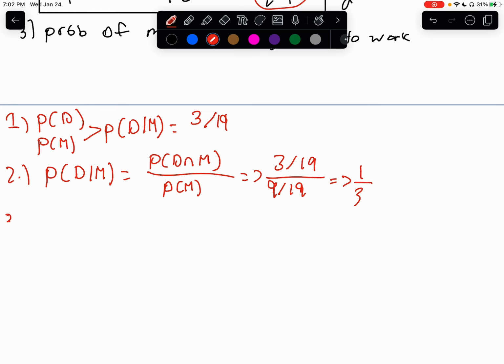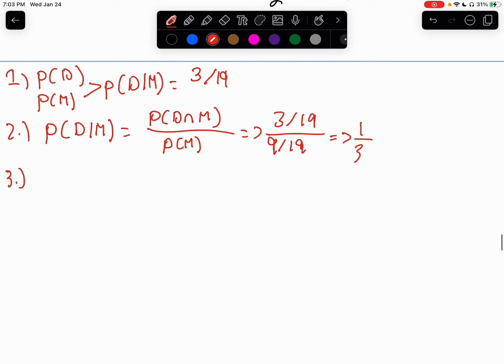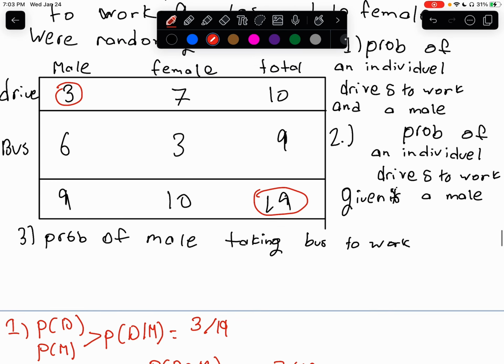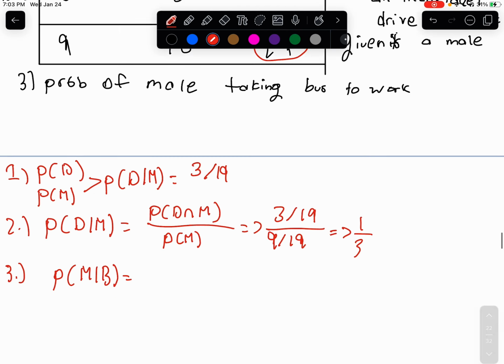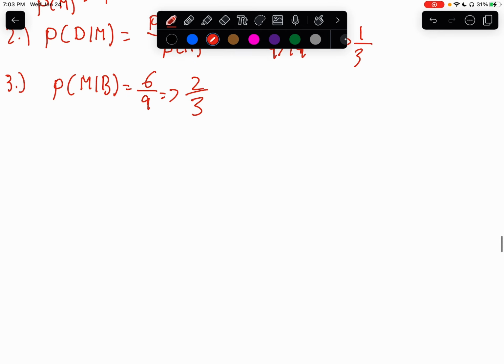All right, so our last one is the probability of a male taking a bus to work. So the probability on this one is the probability that a male is taking a bus to work. In this scenario, we can look up, and we can denote this as male taking a bus, so 6 over 9, which can be denoted as 2 over 3. Simple, right? So using our multiplication rule to do another one. Then I'm going to do an example of conditional probability.